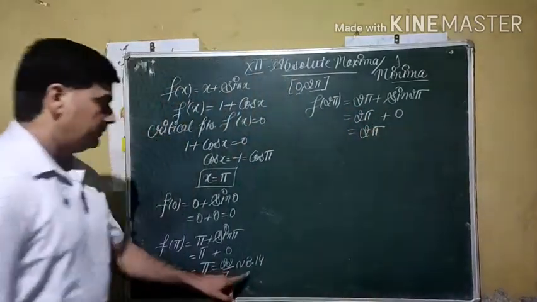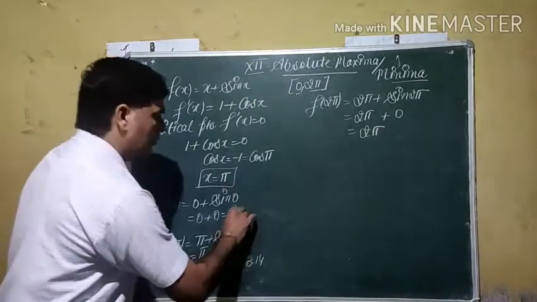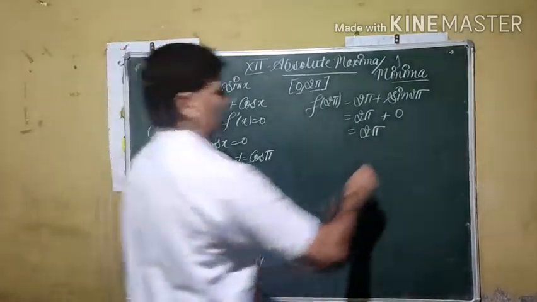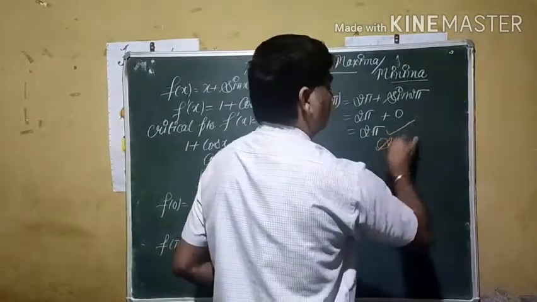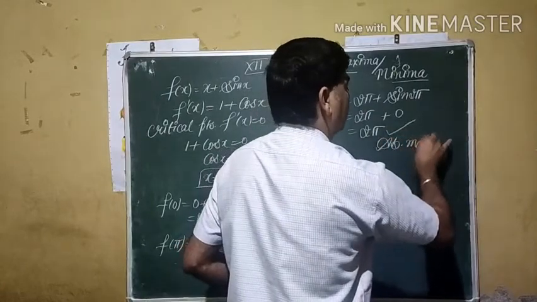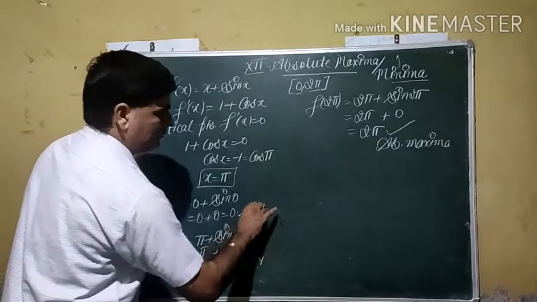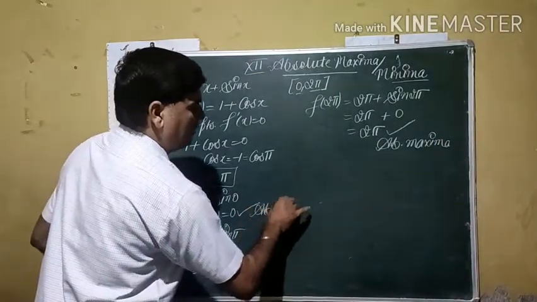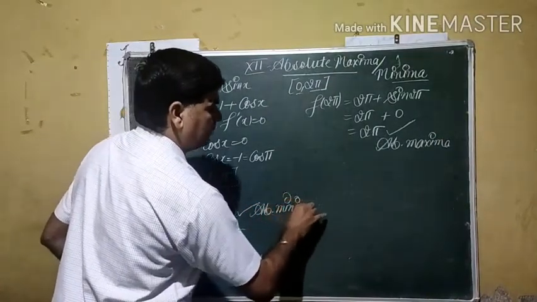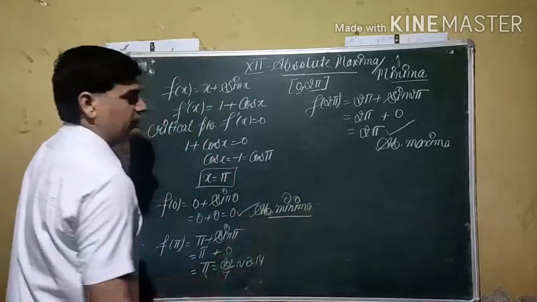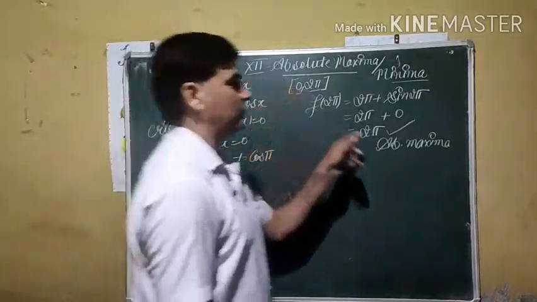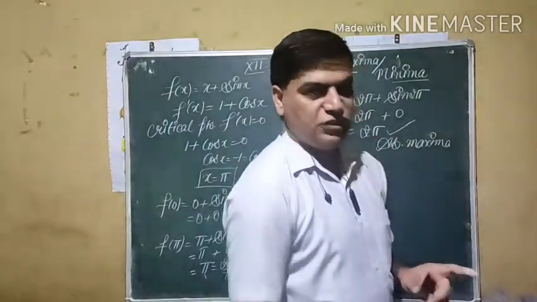Means double of this. If we see from here, lowest value is 0 and the highest value is given by 2 pi. So this value is known as absolute maxima of the function, and this value is given by absolute minima of the given function. So like this we can find out absolute maxima and absolute minima of the given function.